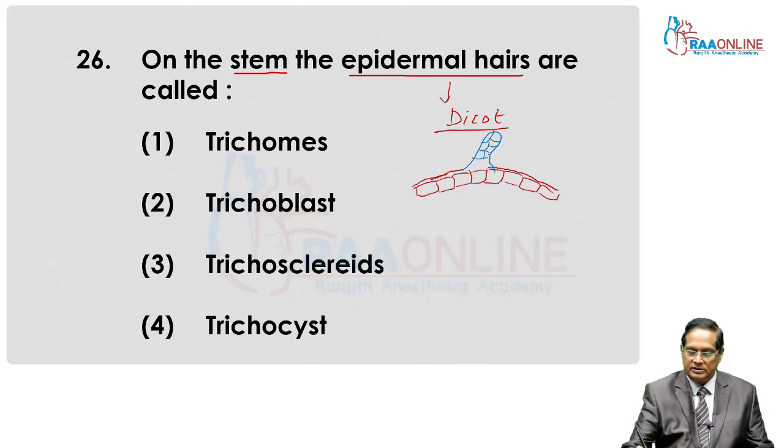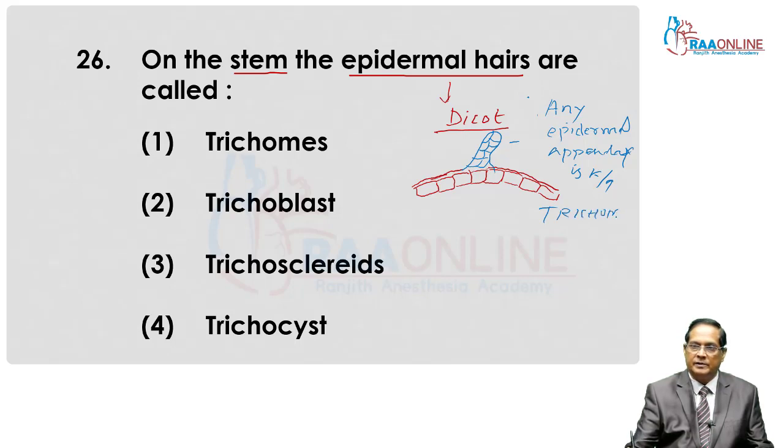It is present as an appendage. It is not the outgrowth of epidermal cell. It is present as appendage over the epidermis. And any epidermal appendage is called trichome.